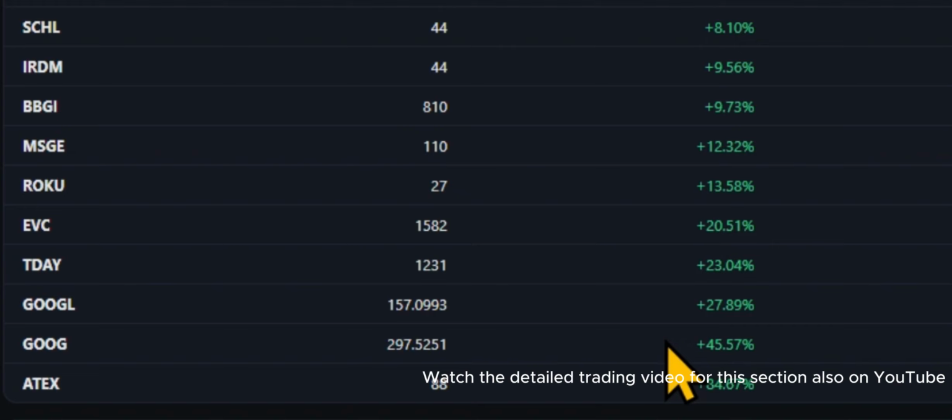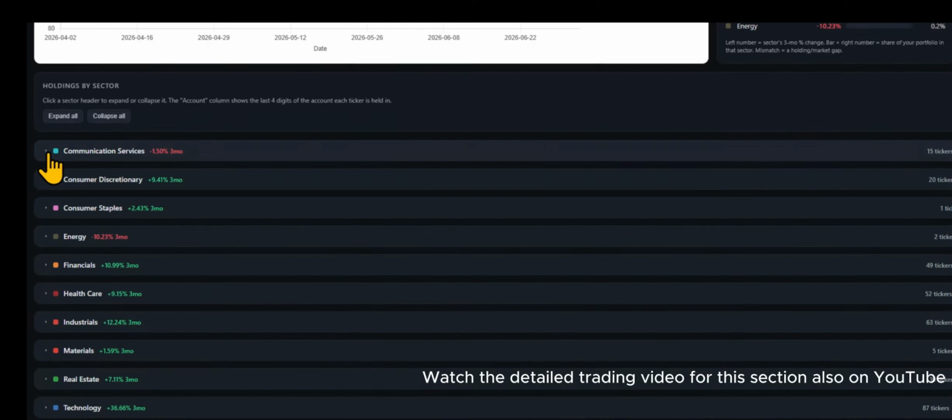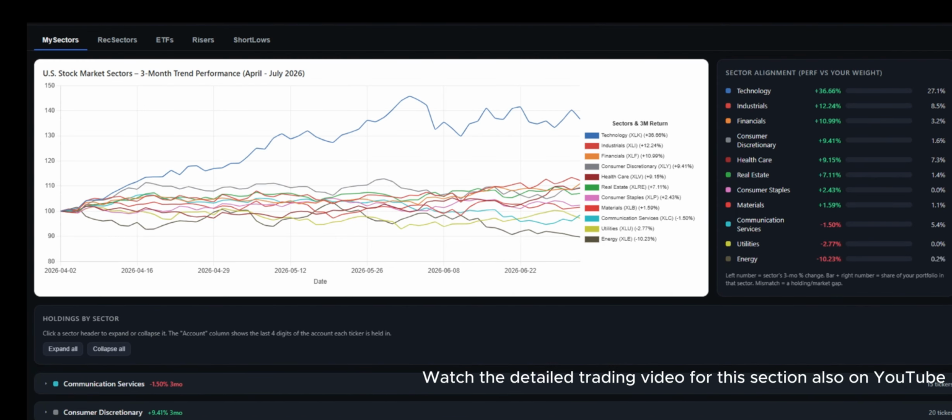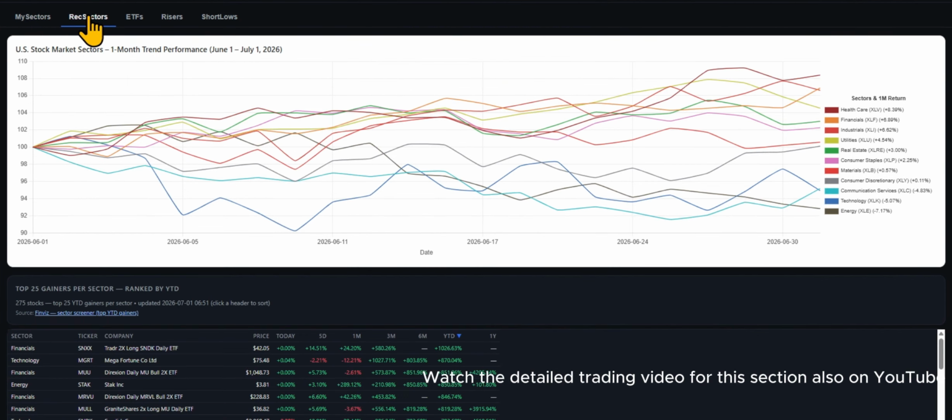So for instance, under communication services, it's listing Google under this area. It's returned 45%. And I like Google as a company, so I probably would not be selling Google. But this is just a good data point to see which accounts are under which sector and if that sector is performing or not.